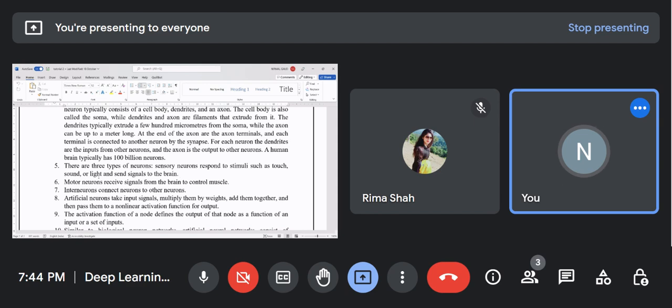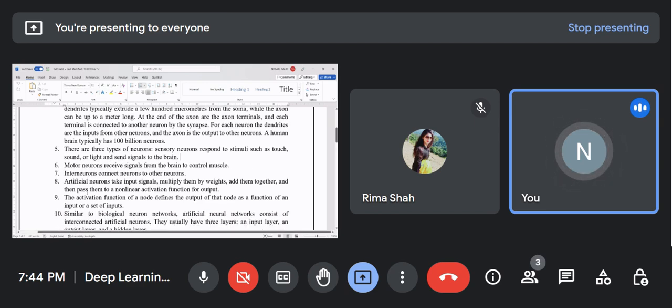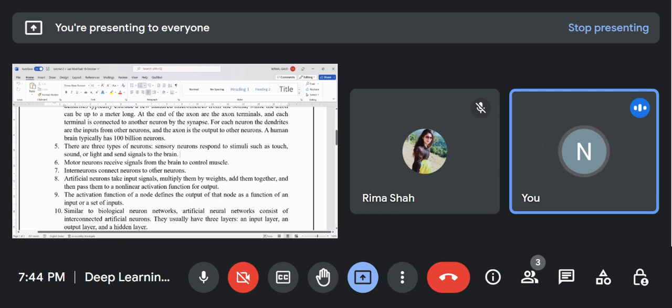of signals. Okay, so there are some other neurons also in our body, that is the motor neurons, which receive the signals from the brain to control the muscles. So we send signals to the brain for computation, and we receive signals from the brain for controlling purposes. Interneurons connect one neuron to another neuron. That connection of one neuron to another is the interneuron connection.